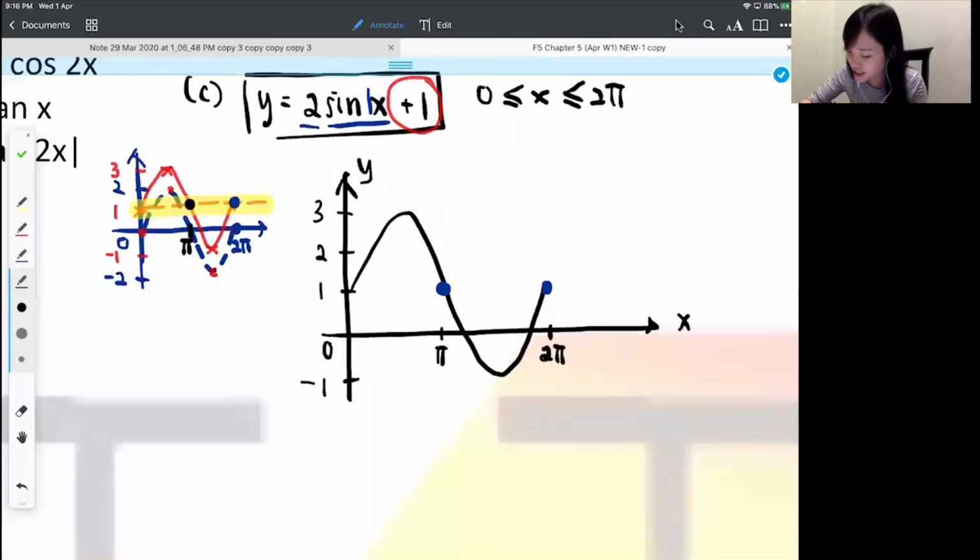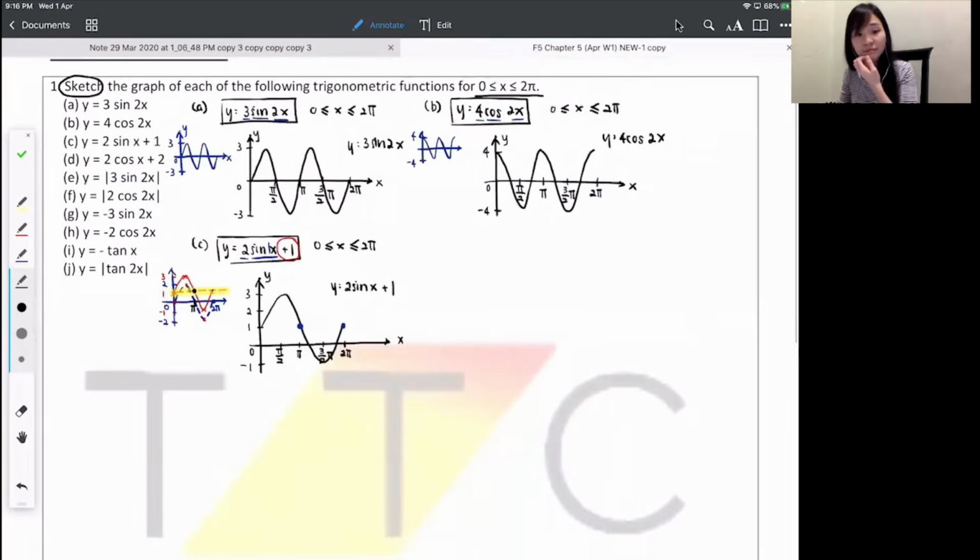So guys, look at this. This one is pi. So the middle of here, isn't it pi over 2? The middle, isn't it 3 over 2 pi? Isn't it just like that? Done drawing. Isn't it? This is how the graph looks like. Can you guys see that? So this is C. Let's continue with D.